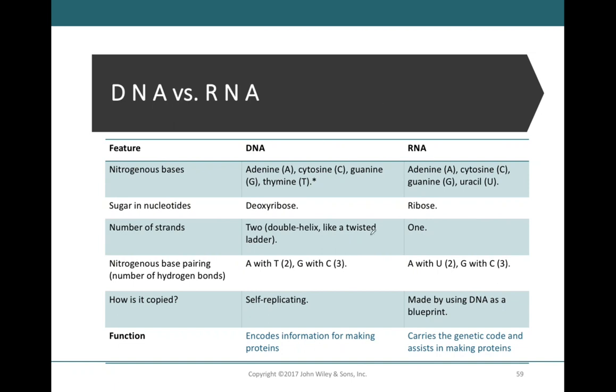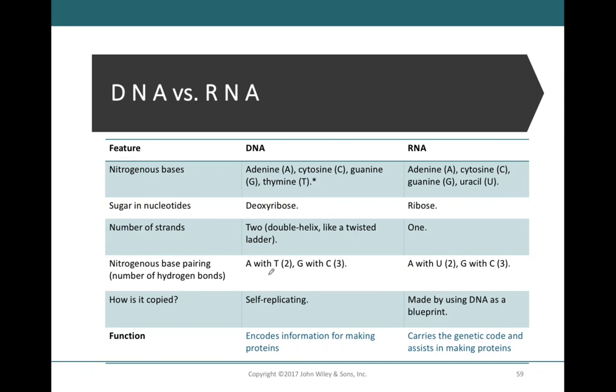So on this picture, this is going to be a chart that allows us to compare and contrast DNA and RNA. So hopefully this will be helpful for you all. The nitrogenous bases: you can see that adenine, cytosine, and guanine are all going to be found in both RNA and DNA. However, in DNA, we have thymine, and in RNA, we have uracil. The different type of pentose sugar is going to be deoxyribose in DNA, and we'll have ribose found in RNA.